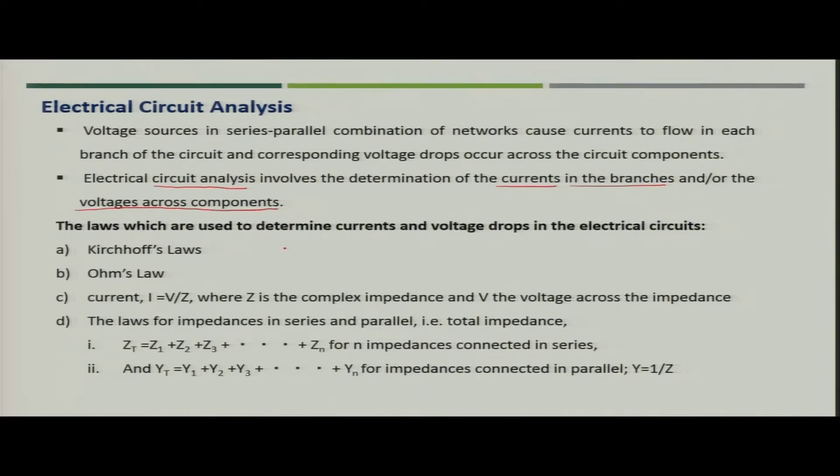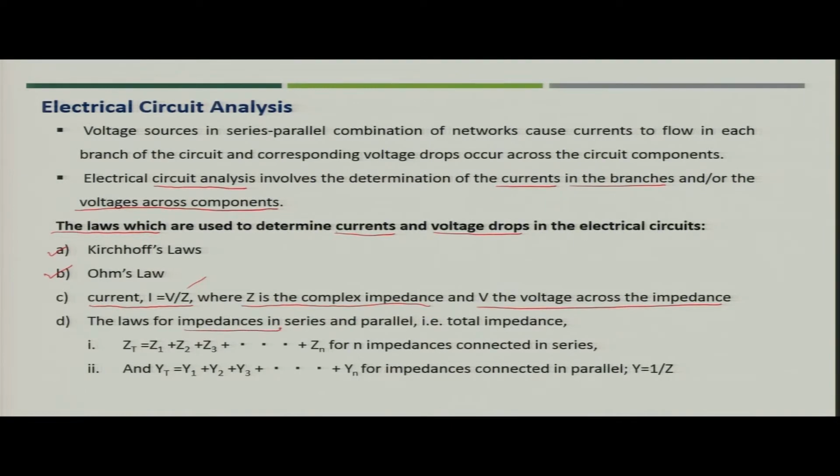Let us recap what we discussed till now related to circuit analysis. There are various laws which are used to determine the currents and voltage drops in the electrical circuit. We discussed Kirchhoff's law, and we also discussed Ohm's law. Ohm's law is nothing but finding current I, that is V by Z. Here we are using Z instead of R because Z is the complex impedance, and is generally used when you have the AC sinusoidal waveform in the circuit and then the voltage across the impedance.